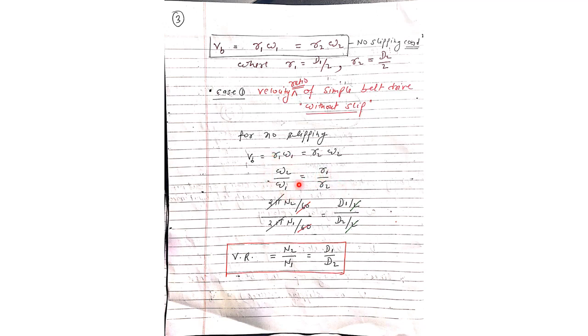What is this term, omega 2 by omega 1? This term is known as velocity ratio. Velocity ratio is the angular velocity at output to the input, omega 2 by omega 1, which equals R1 by R2. So omega 2 by omega 1 can be simplified as 2 pi n2 by 60 over 2 pi n1 by 60, and R1 can be replaced by d1 by 2 and R2 by d2 by 2. So we have the formula for the velocity ratio equals n2 by n1, which equals d1 by d2. And this formula is for the without slip condition.